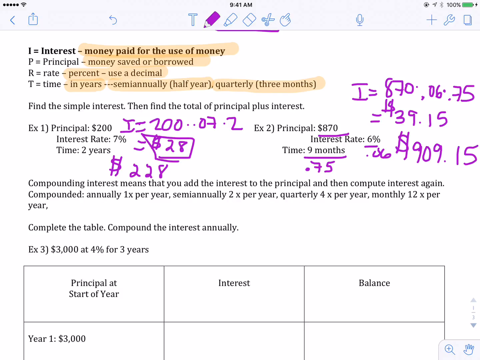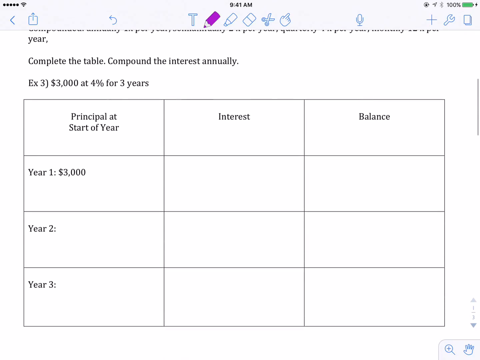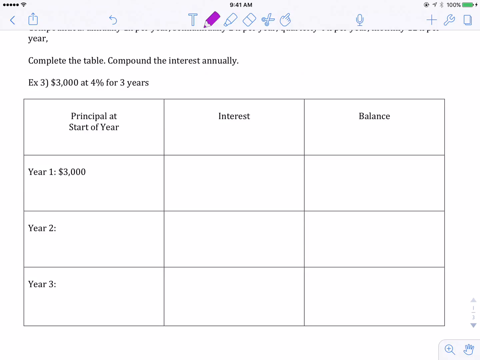And there's a whole table that you can look up and you can see how much interest is going to be. But what we're going to do is try and simplify it a little bit. On this next example, we're going to compound the interest annually. That means once per year, but we're doing it for 3 years, so that means we have to do it 3 times. We're borrowing $3,000 at 4% for 3 years.